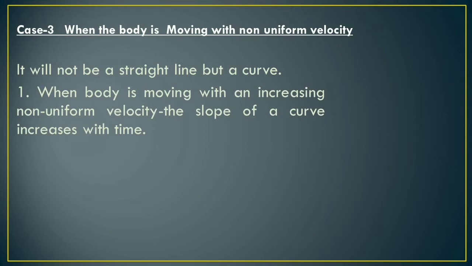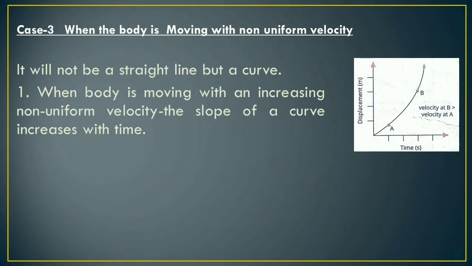The displacement time graph for a body moving with an increasing non-uniform velocity is a curve. Here the slope of the curve increases with time because it is moving with an increasing non-uniform velocity. That means its velocity is not uniform but it is increasing. You can see in the diagram, in the first graph.